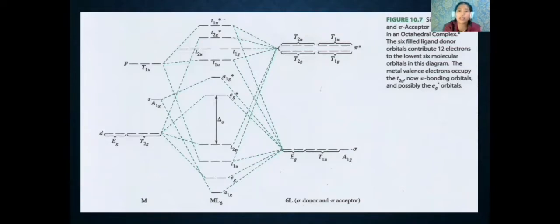The six filled ligand donor orbitals contribute 12 electrons to the lowest six molecular orbitals in this diagram. So the metal valence electrons occupy the t2g, now the pi bonding orbitals, and possibly the eg* orbitals. So in here, the t2g forms pi bonding. It's not sigma bonding. So this participates in the pi bonding. Okay.